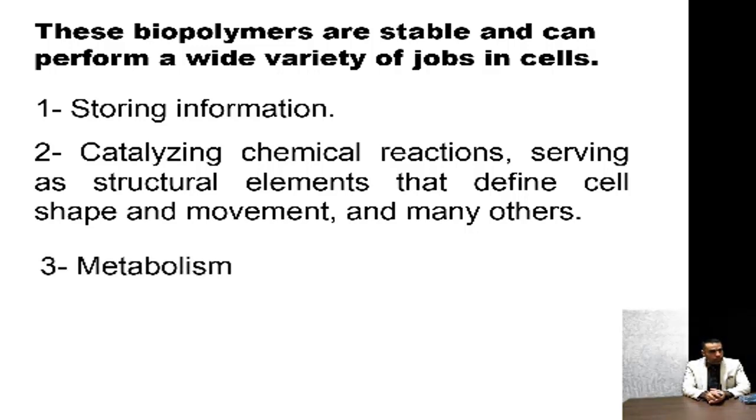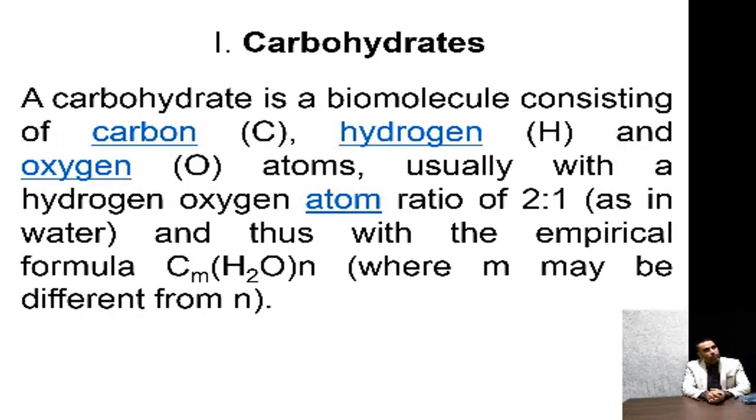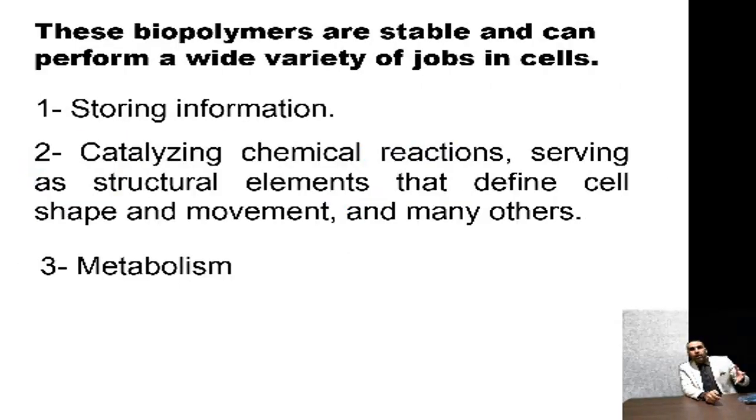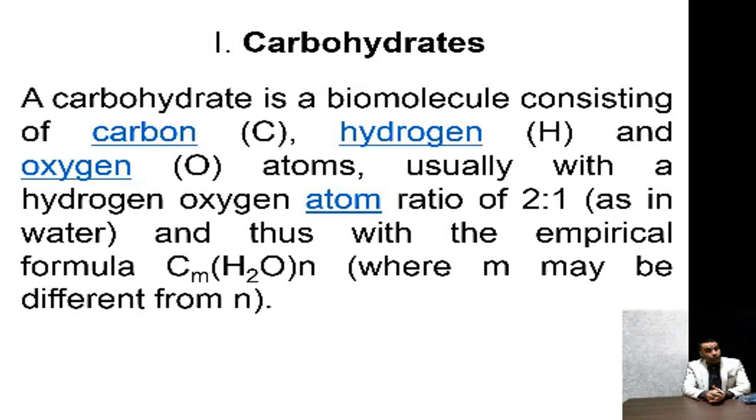Metabolism, I mentioned metabolism as well. Now, let me start with carbohydrate. What is the meaning of carbohydrate? The chemical structure of carbohydrate. For example, carbohydrate is a biomolecule that consists of the first one carbon, the second one hydrogen, and the third one oxygen atoms.